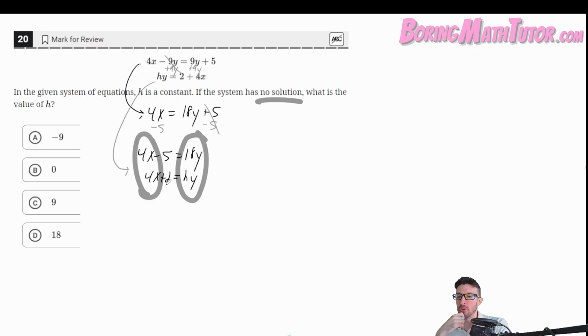And then your non-variables will not be equal. Well, these are clearly not equal. But what did I say first? I said that the variable columns must be the same. In other words, we're going to require that 18 equals h. What are they asking for? They're asking for h. So that means the answer is 18.